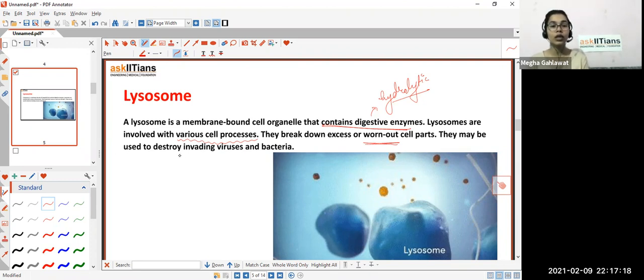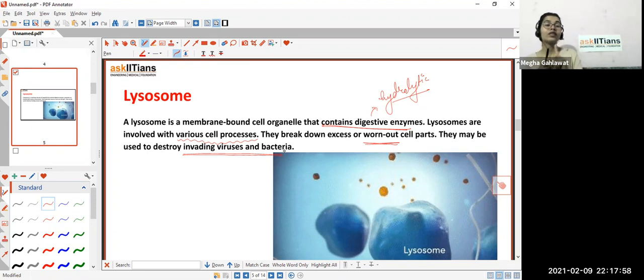And next, they could also be used for destroying various viruses and bacteria. Now, how does this happen? Whenever the cell senses the entry of a virus or a bacteria inside itself, it starts destroying those. How? It releases the lysosomes. The bacteria or the virus come from the outer side, and they both fuse, and when they fuse, the virus or the bacteria are trapped inside the lysosome, where they are digested and killed, right?